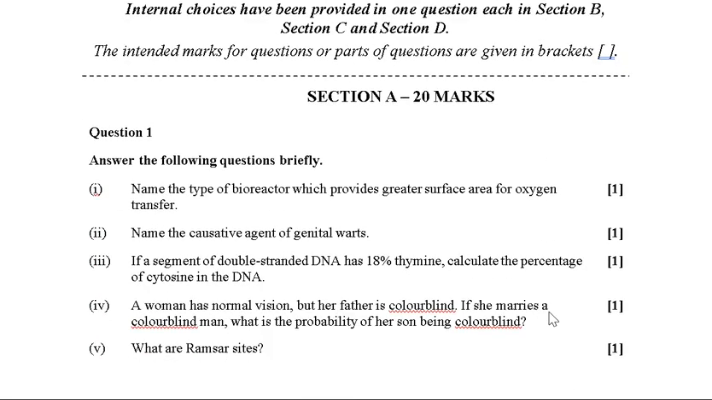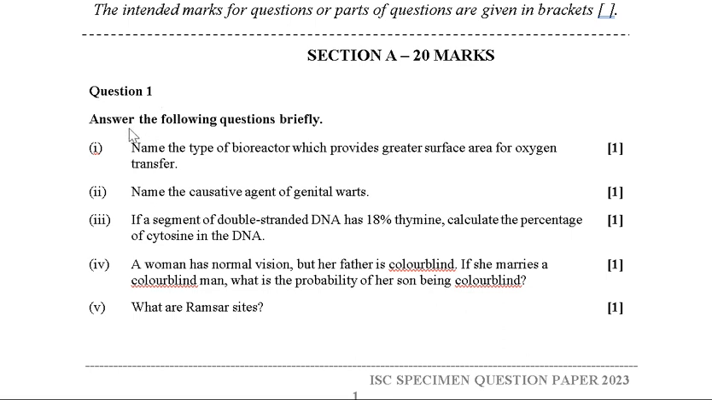So let's begin. Here is the first section, Section A, 20 marks. Question number 1. Answer the following questions briefly. Name the type of bioreactor which provides greater surface area for oxygen transfer. So the answer for this question is sparged stirred tank bioreactor.